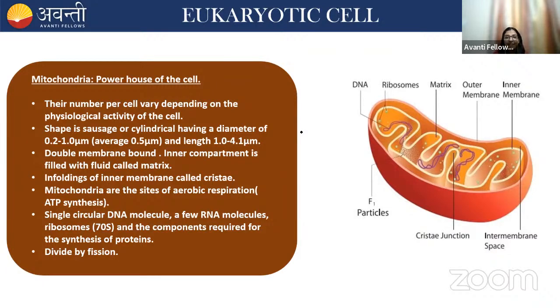Mitochondria is known as the powerhouse of the cell. Why? Because it synthesizes ATP. Its main function is ATP synthesis. Mitochondria is a double membrane bound organelle. It has a double membrane: the outer membrane and the inner membrane. The inner membrane shows enfolding, and the enfoldings are known as cristae.